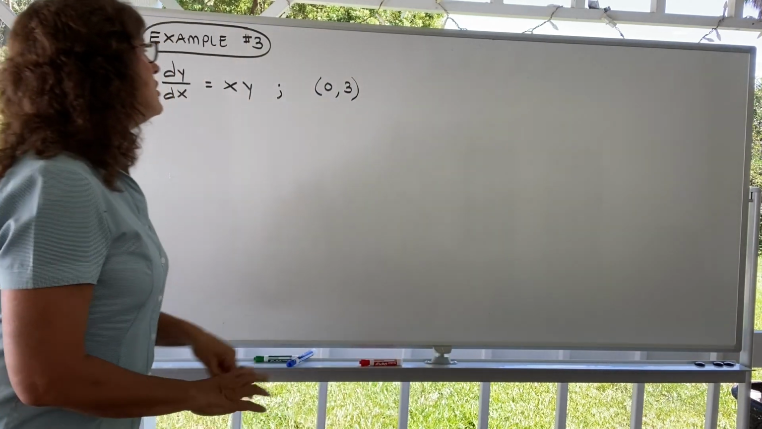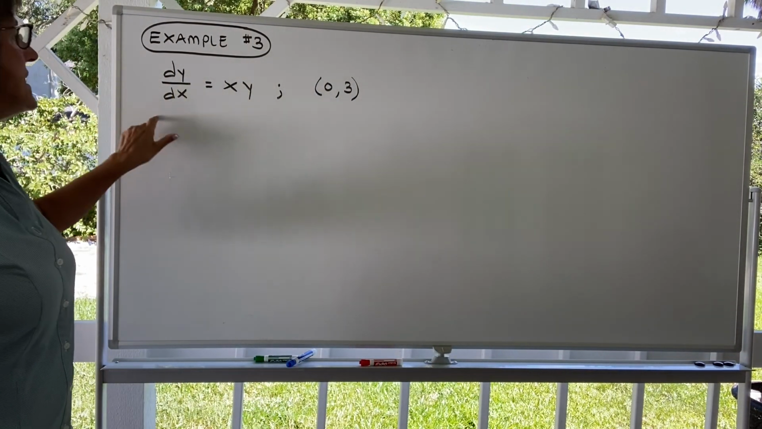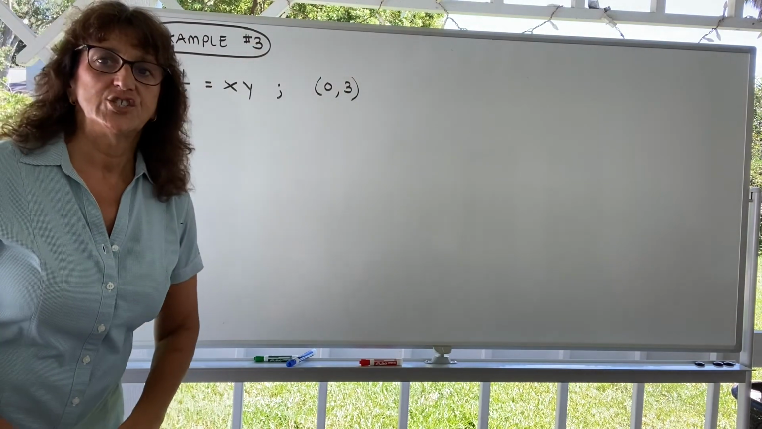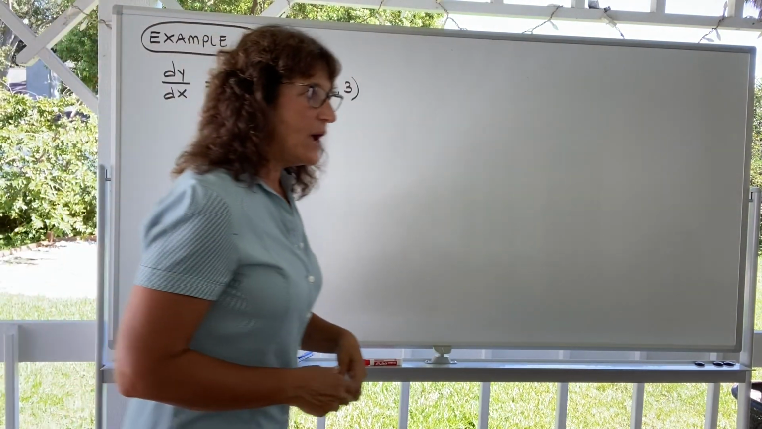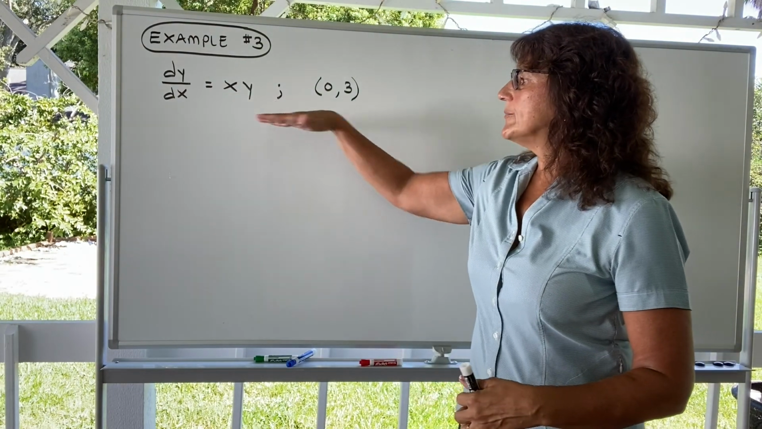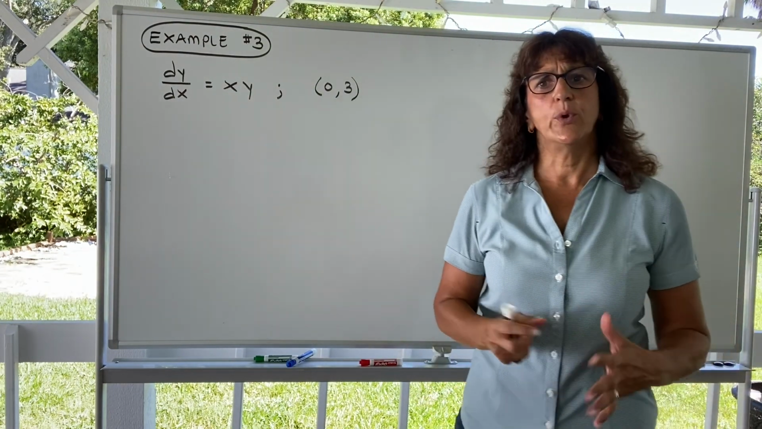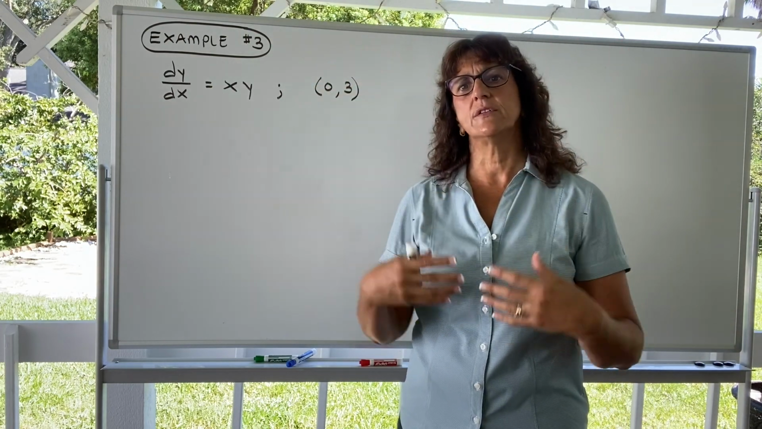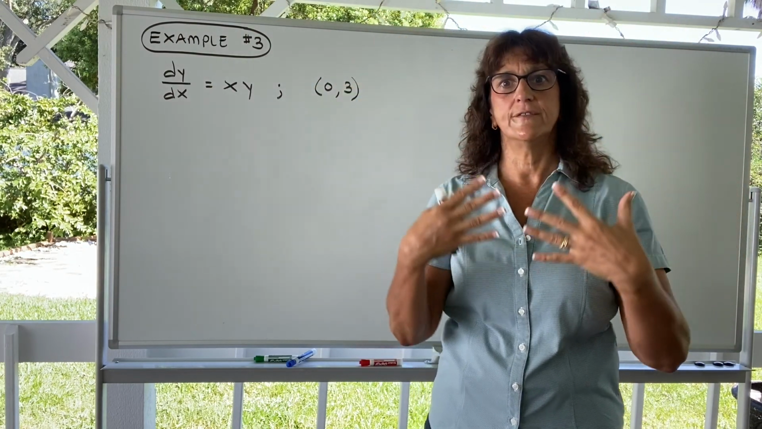Here we go. So example number 3, dy dx is x times y. Our initial condition here is (0, 3). And we want to find our y equals. We want to solve this differential equation. It's a derivative, we want the function. How do you go from derivative to function?